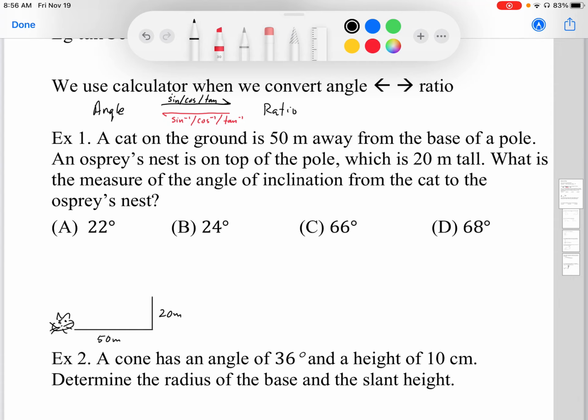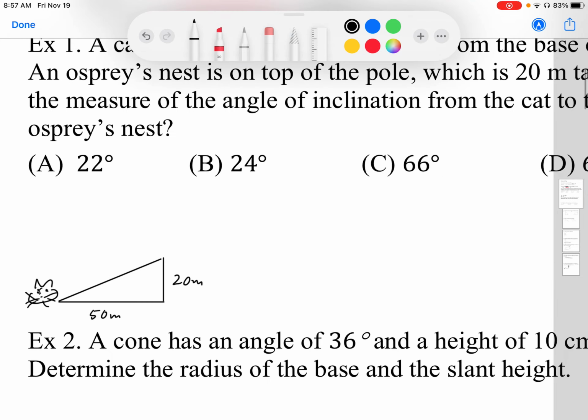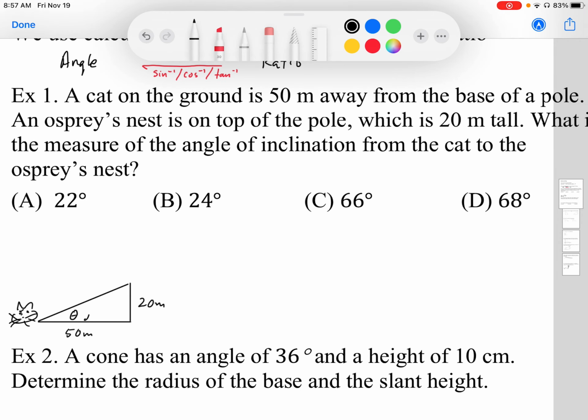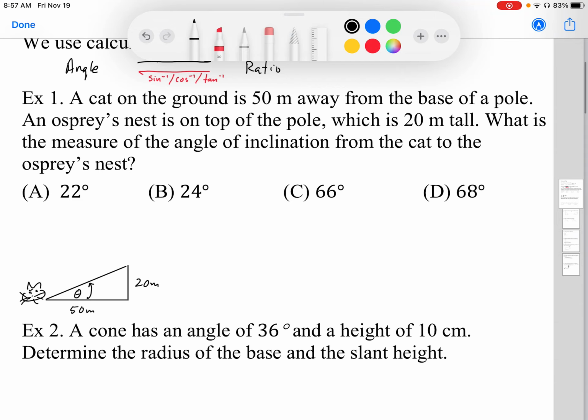And I've now described the shape of this triangle based on the ratios. So I have 50 and 20, a 2 to 5 ratio, to describe this shape. But I want to find out the angle here. So it wants to measure the angle of inclination. The angle of inclination is a measure of the angle measured from the horizontal up. And what is the angle of inclination to a nest? So we've got a little nest up here with a little bird. Okay, so there's a bird in here.